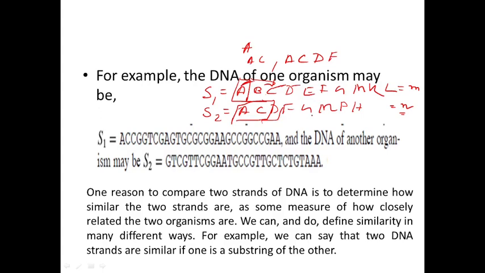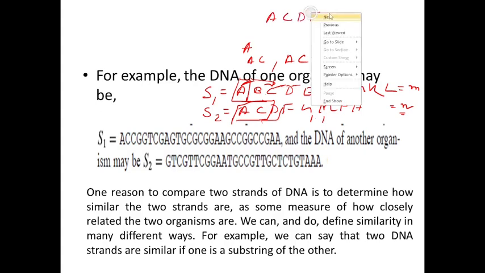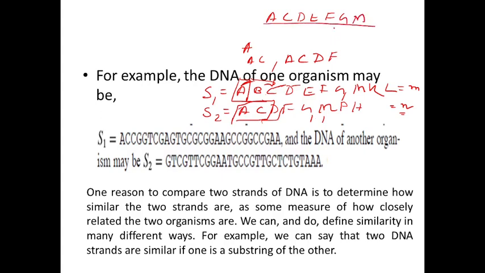ACDF. Then ACDF is also there. ACDF is there. And then what? This is the final A. So what is the A, C, D, E, F, G, M. This is the longest common subsequence.